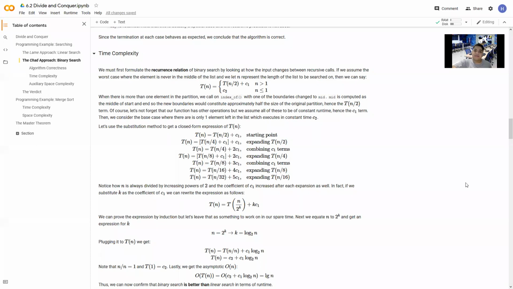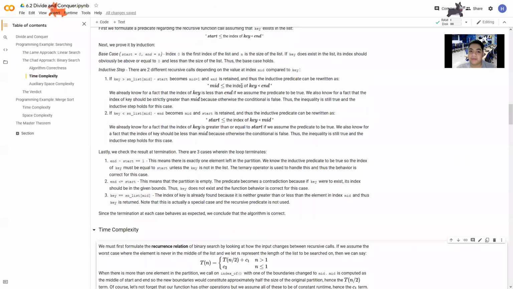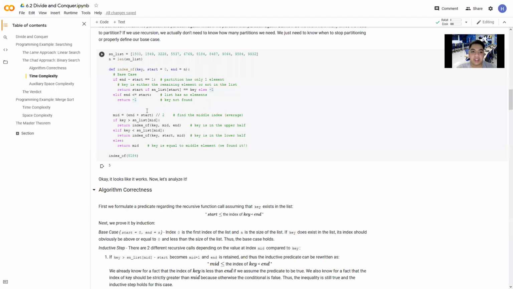So for the time complexity of binary search, we of course start with the recurrence relation. Binary search, when applied to a list of size n, would call binary search for a list of size n over 2, since we have the list. And then we add a constant runtime for the constant operations happening outside the recursive call, which are the comparisons to check for the base case and then the computations for the middle element.